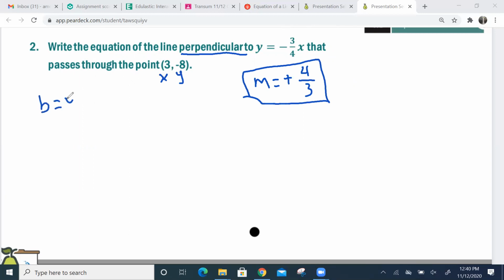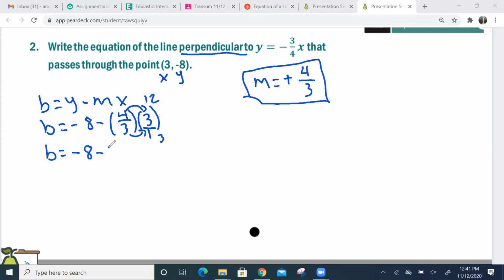b equals y minus mx. So b equals y is negative 8, minus m is 4 over 3, and x is equal to 3. Okay, in this case, you can say what's 4/3 of 3. But if not, you can always make the whole number into a fraction, multiply top times top, bottom times bottom. 4 times 3 is 12. 3 times 1 is 3. 12 divided by 3 will be 4. So b equals negative 8 minus 4, which is negative 12. Okay, so we got our two pieces of our puzzle. We got y equals our m is 4 over 3x minus 12.